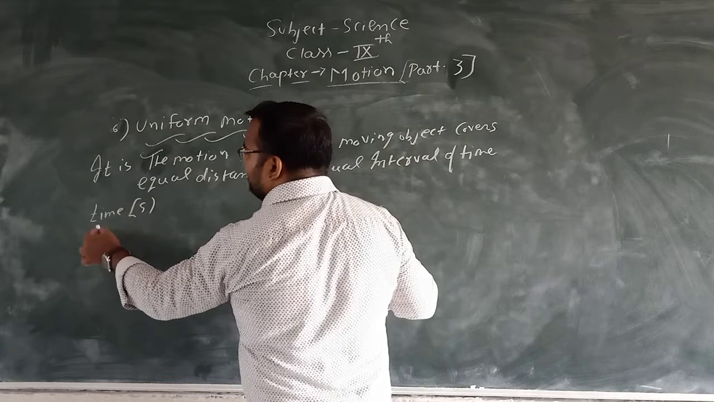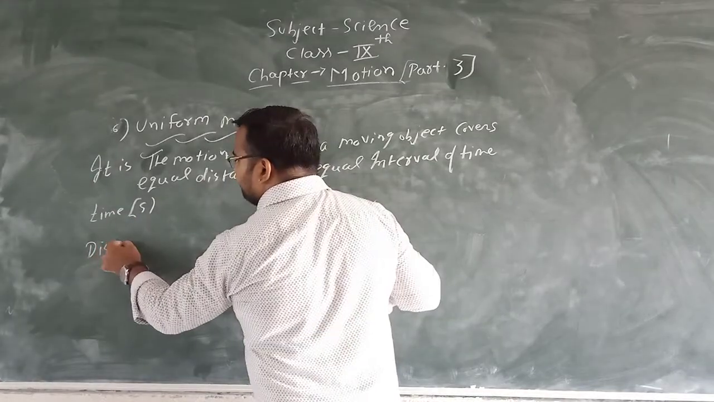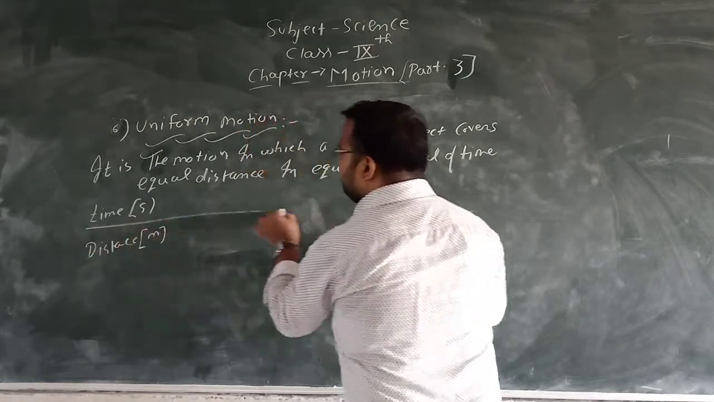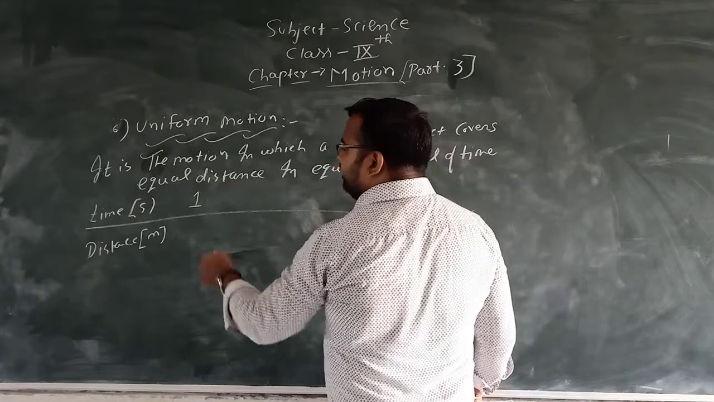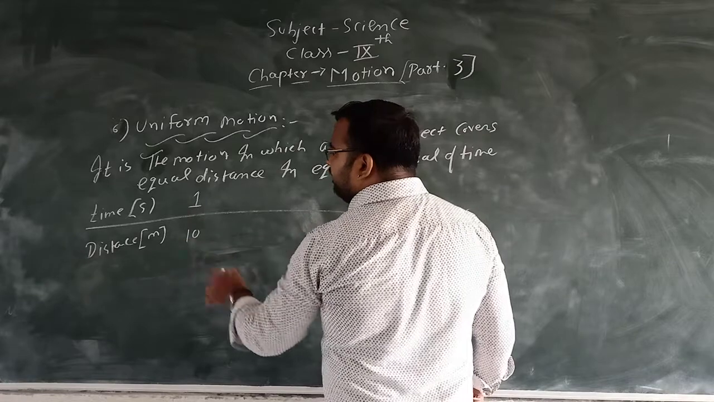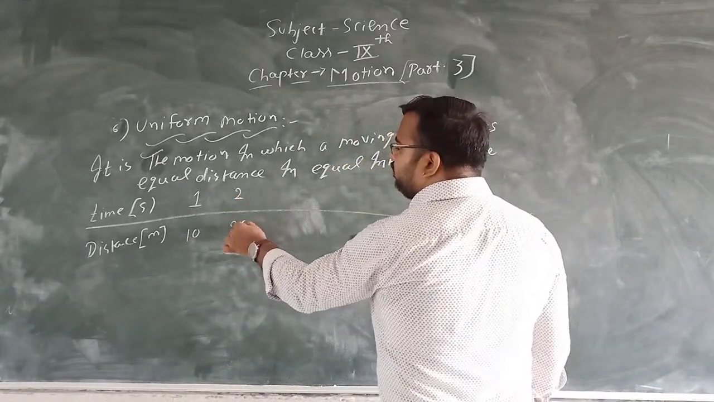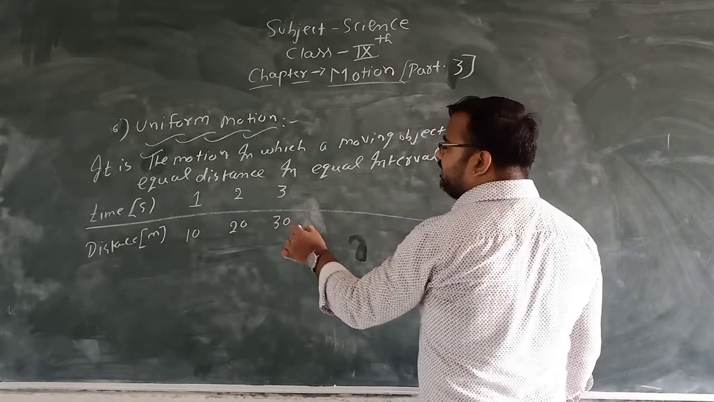For example, time in second and distance in meter. In the first second the object is moving 10 meter. In the second second the object is moving 20 meter. In the third second the object is moving 30 meter.